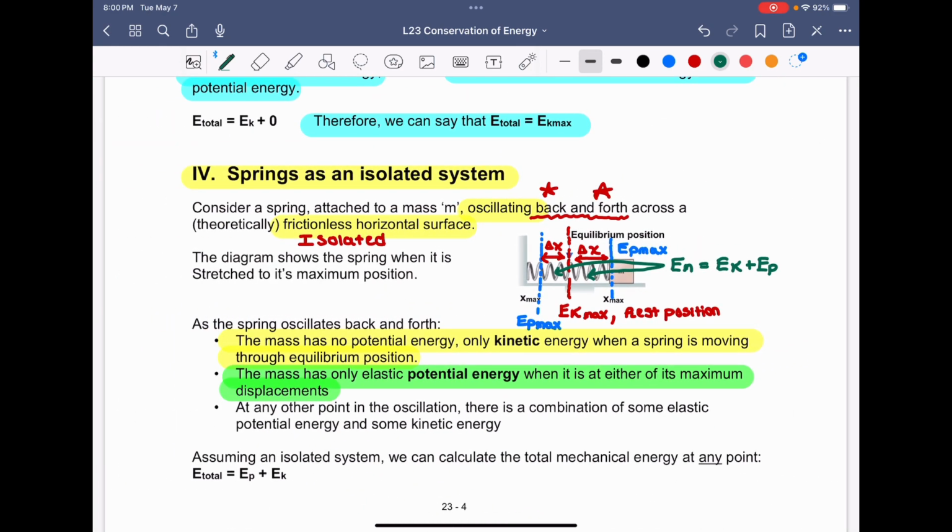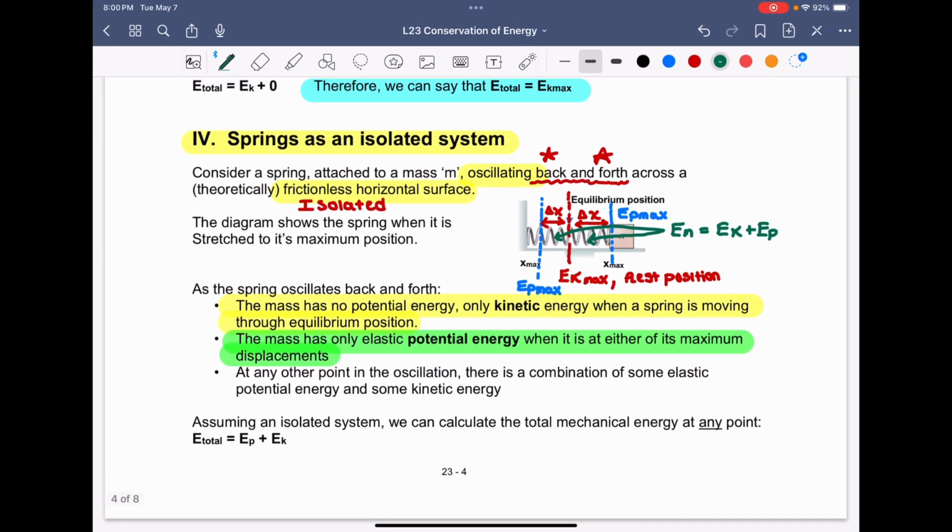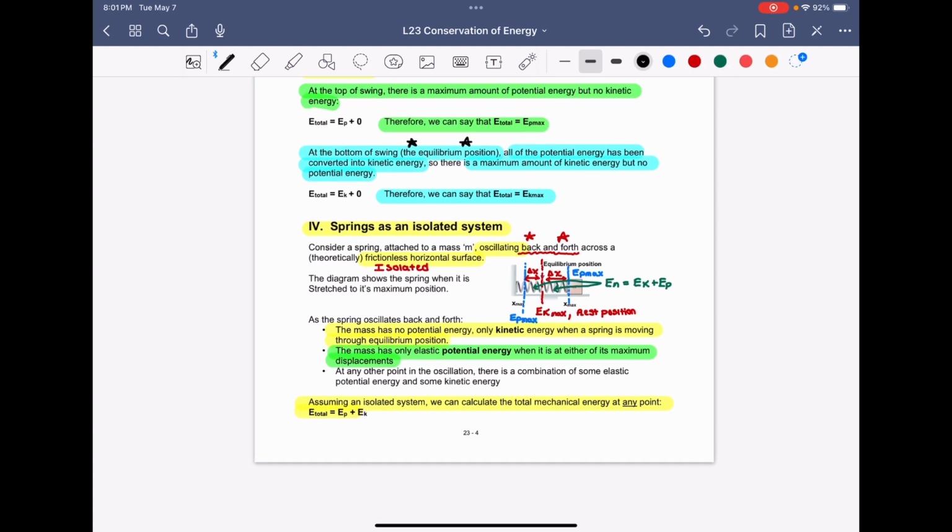Now, just like we looked at with the pendulums, assuming it's isolated, at any point we can just add the two together. Again, we could break it apart into a left position, right position, median position, right at the middle, or the equilibrium position. There are lots of spots to look at, but we always want to say that the total mechanical energy is conserved in these isolated situations.